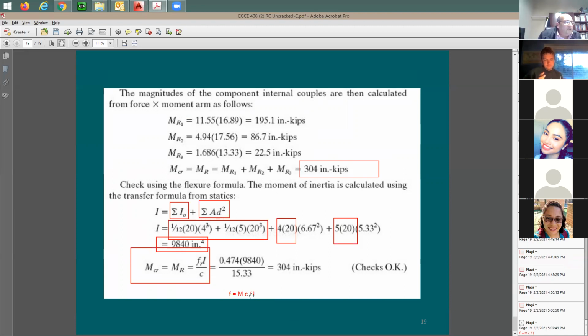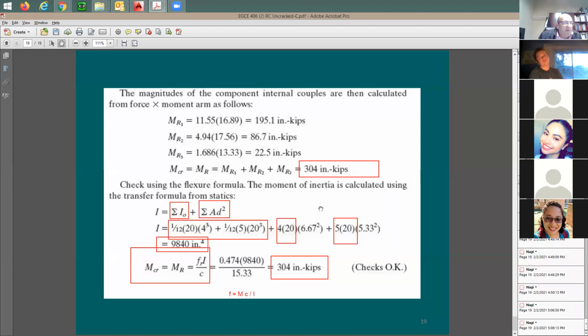Now your moment of inertia is going to be this value here that we were able to find from this analysis. I can take this equation and rewrite it. Moment equals F times I divided by C, which is this equation here. The stress 474, moment of inertia 9840, from this analysis, divided by the bottom side, which is 15.33. You end up with exactly the same moment, 304 kip inch.